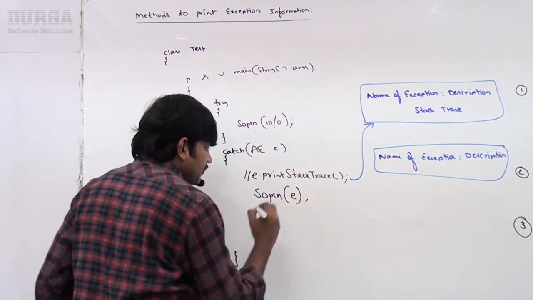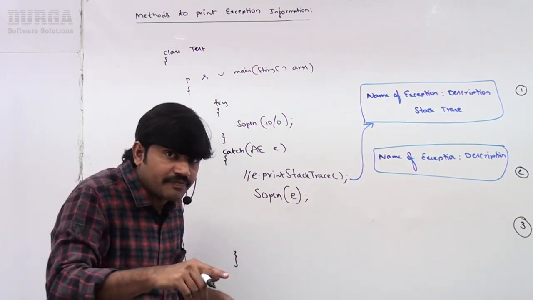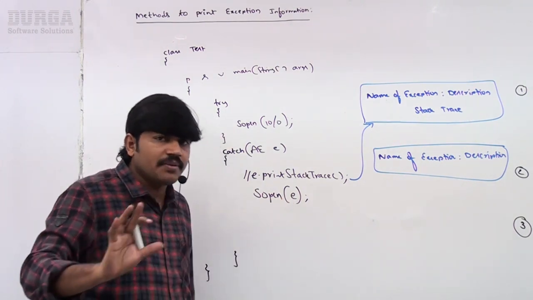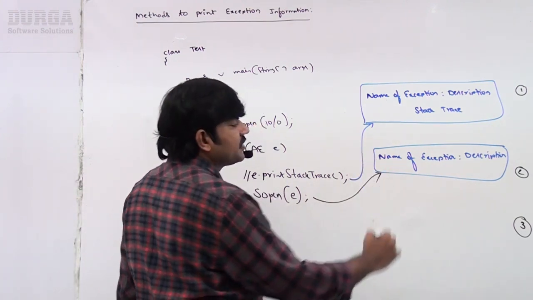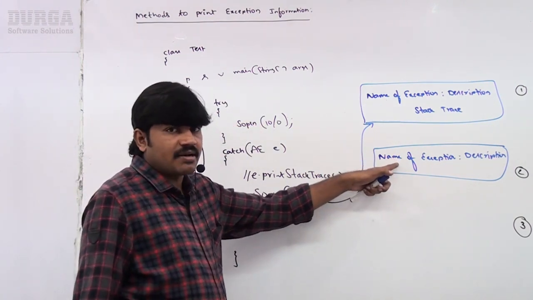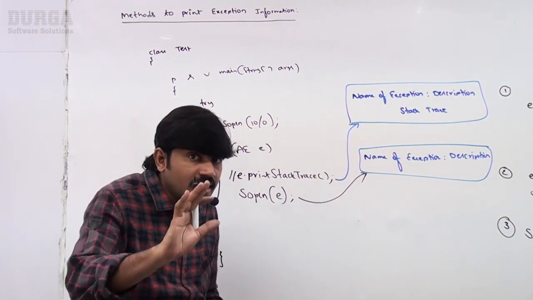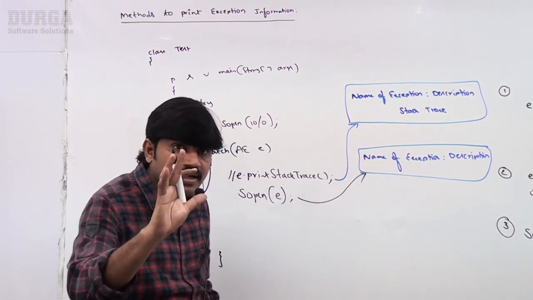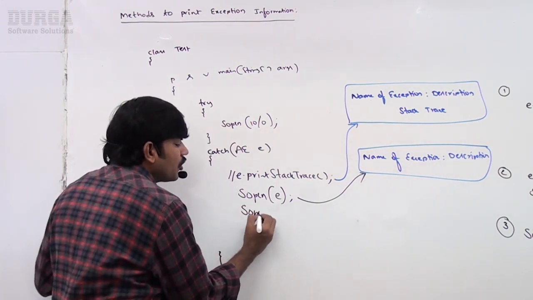System.out.println is okay. Whenever we are trying to print any object reference, internally the toString method will be called automatically. Now have a look once, sir. Name of the exception, java.lang.ArithmeticException, colon, description: division by zero. That's all. Stack trace won't be there. Remember.